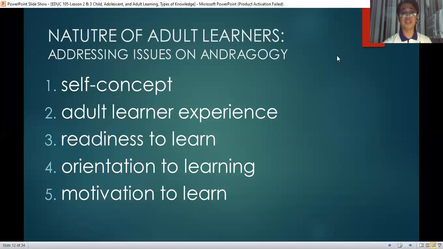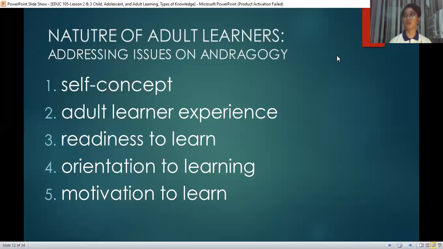Adult learners have this what we call readiness to learn. Like what I've said, they are intrinsically motivated. Since they are already adults, they are already responsible, they already know the consequences of their actions. So they are more ready to accept learning. Okay. Next, number 4, orientation to learning.